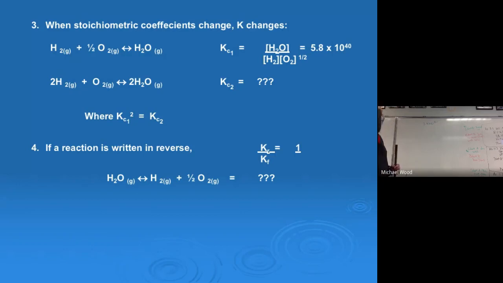Okay, then look at number 4. If the reaction is written in reverse, do you remember what we did with delta H when we reversed the reaction? We changed the sign. Very good, Brian. Here we take the reciprocal. So on number 4, where there are the three question marks, we take the reciprocal. So we take 1 over 5.8 times 10 to the 40th, and this is going to give me an incredibly small number. 1 divided by 5.8 gives me 1.7 times 10 to the negative 40.